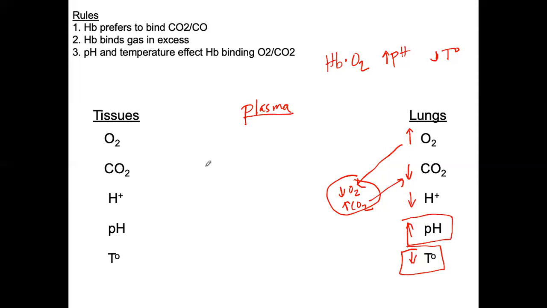Then we get to the tissues. What happens at the tissues, right? So here's our red blood cell. We have a lot of oxygen because it just came from the lungs, and we have a little bit of CO2. What about the tissues? Tissues use oxygen, so oxygen is lower. They use oxygen for metabolism. They make CO2 as a byproduct of metabolism, so CO2 is high.